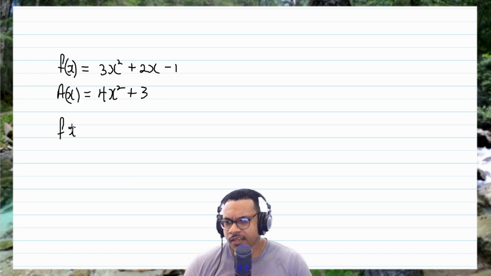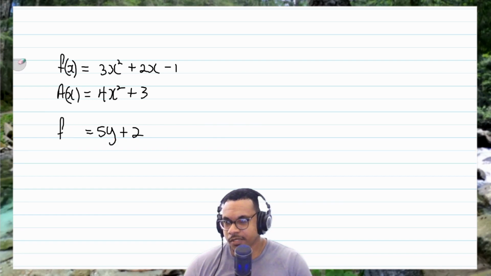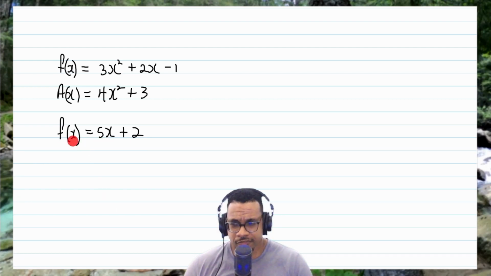If I wrote f of x is equal to 5y plus 2, this would be wrong because I'm saying the variable in the function is x, but yet in the function my variable is y. In order to make this right, I either change the variable in the brackets and have f of y is equal to 5y plus 2, or I change the variable here and have f of x is equal to 5x plus 2. So the variable in the brackets must match the variable in the function.